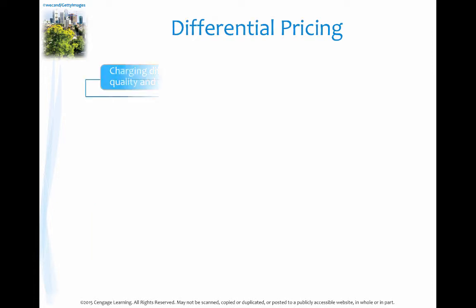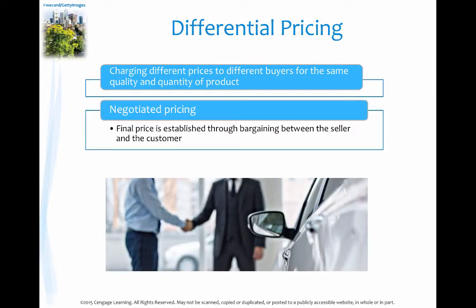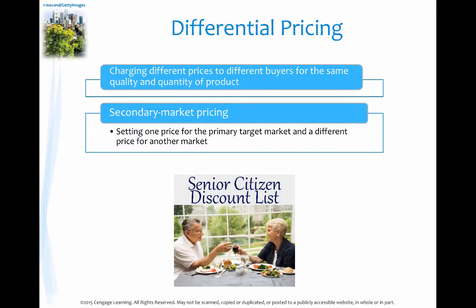When marketers employ differential pricing, they charge different buyers different prices for the same quality and quantity of products. For example, with negotiated pricing, the final price is established through bargaining between seller and customer. Secondary market pricing involves setting one price for the primary target market and a different price for another market. Often the price charged in the secondary market is lower than in the primary market.